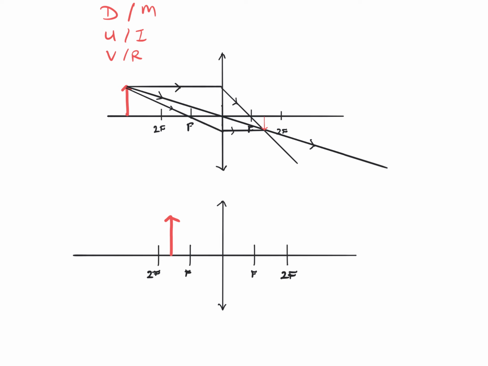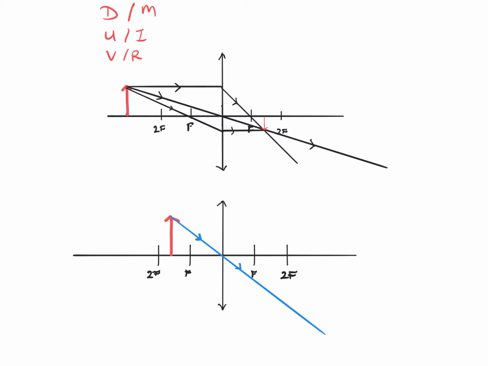Something like this. Okay, so that's the first line I draw. I remember I must draw my arrowhead. The next one I'm going to draw, I prefer the one that goes parallel first. So I'm going to start from that same tip, parallel to the principal axis. I'm going to draw it straight across to the lens.